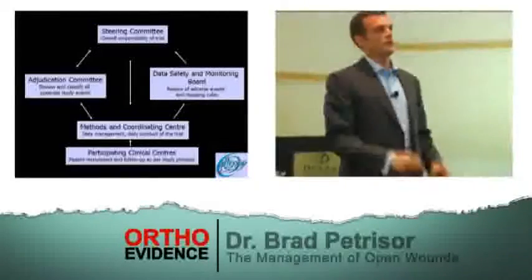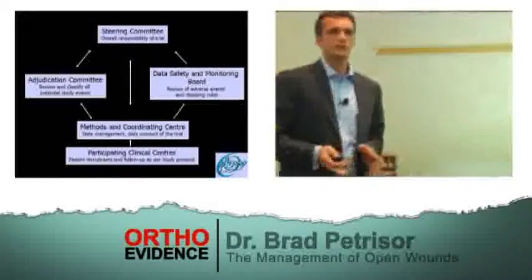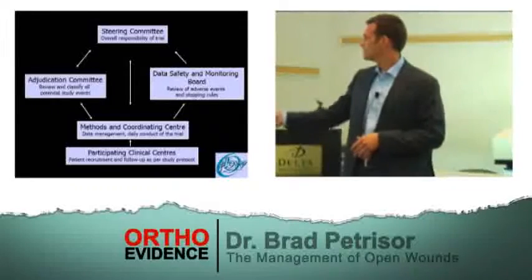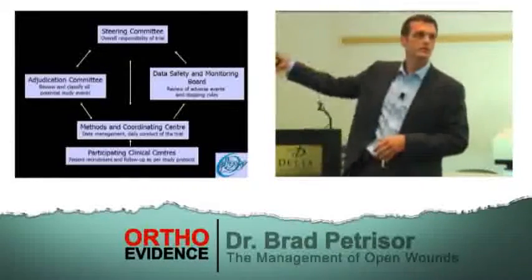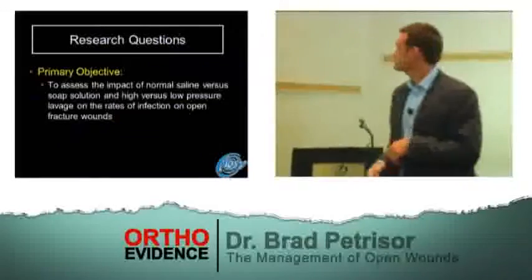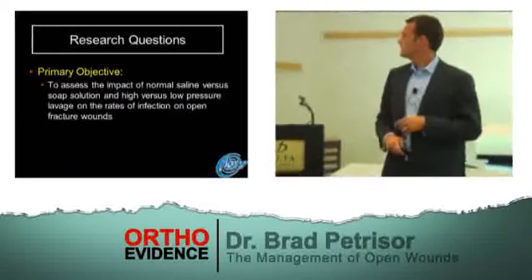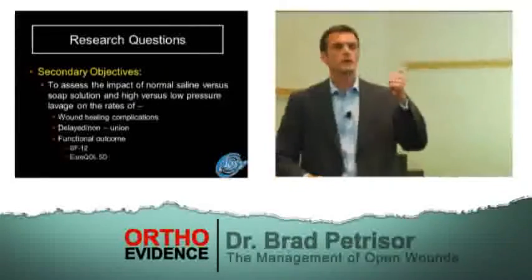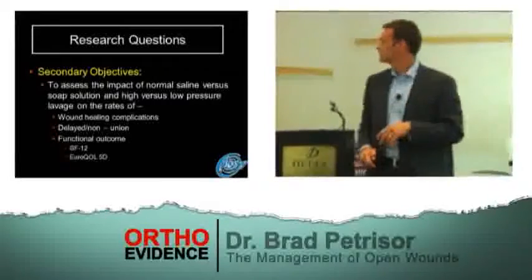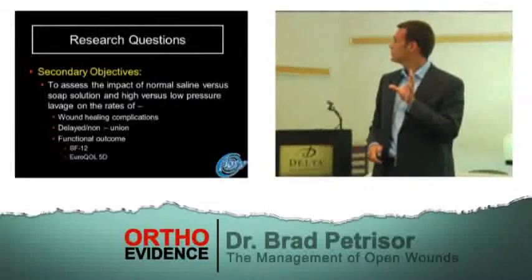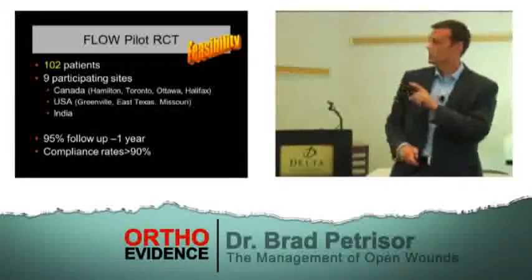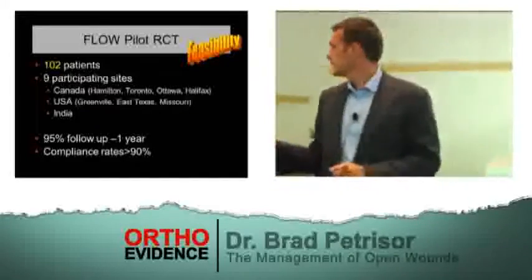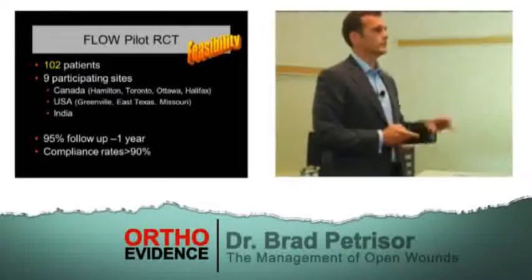We had an independent adjudication committee that was blinded to outcome effects. So there was about 4 of us on that. There's data safety and monitoring. There's a methods coordinating center, and there were participating clinical centers, funneling patients up to the methods center to try and do this. The research questions are here. Impact we already talked about. Secondary, and we addressed the secondary outcomes of functional outcome, delayed union, non-union, and all that sort of stuff. But so this is what we've got. 102 patients. We had 9 participating sites. We had 95% follow-up for a year, and we had great compliance rates with the protocol that was developed by the steering committee.